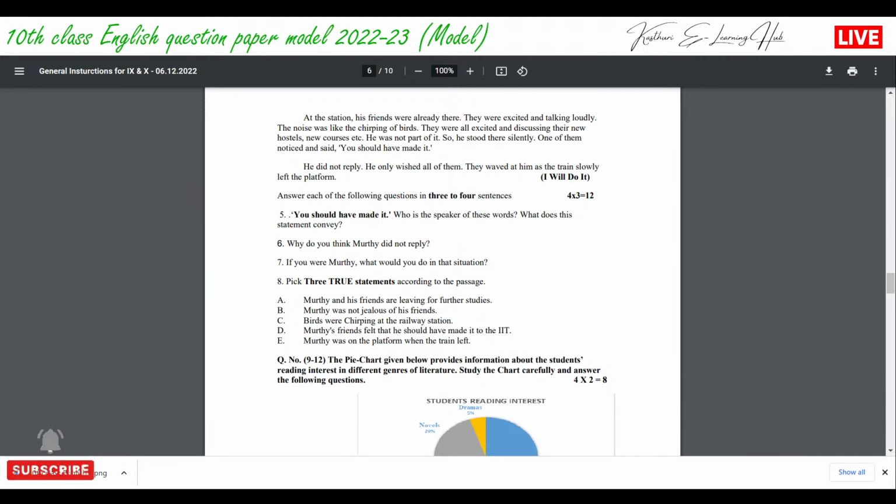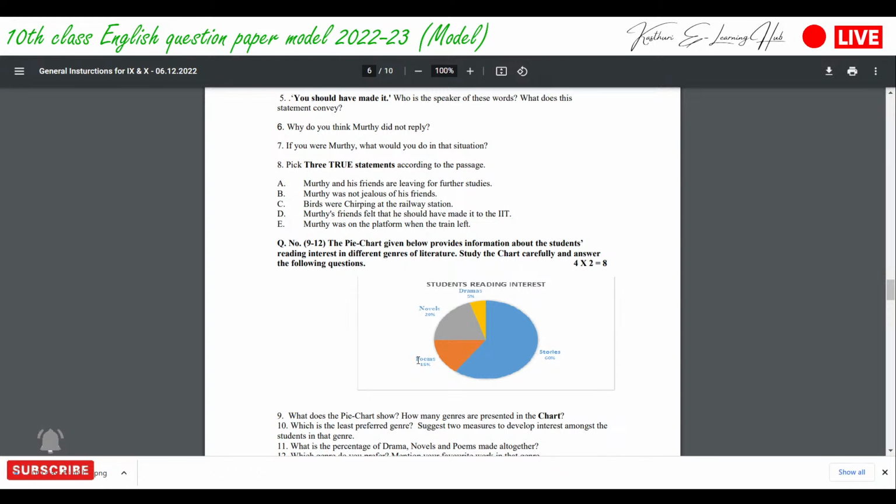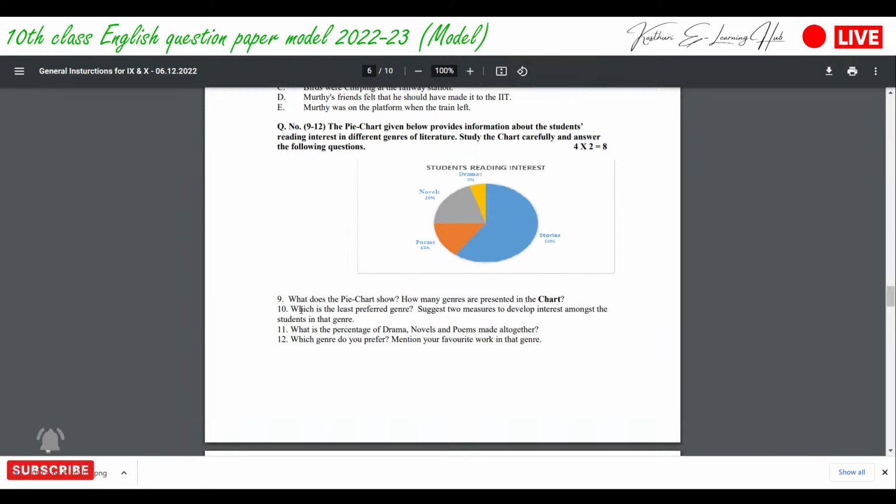Take some time. Look at the question. Read the question carefully, properly. Have your entire focus on the question paper, right? After getting a complete idea about the data, then you go to the questions part. The pie chart given below provides information about the students' reading interest in different genres of literature. Study the chart carefully and answer the following questions. Here you are given 4 questions.